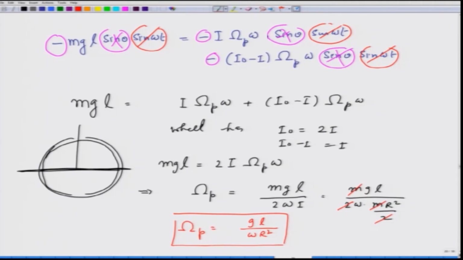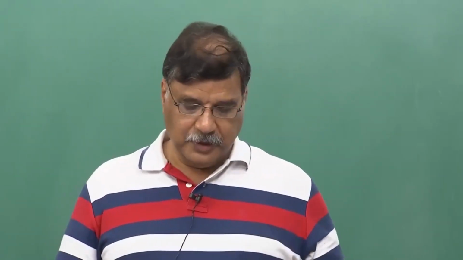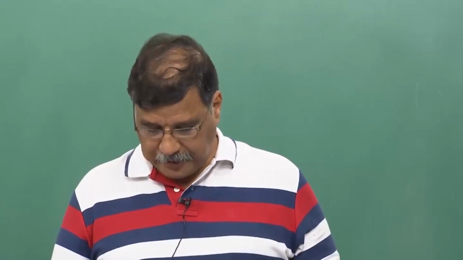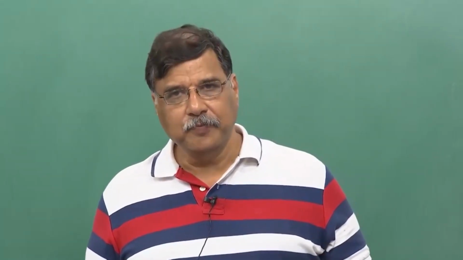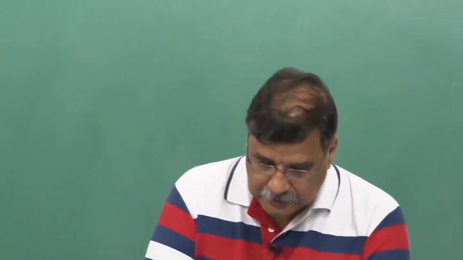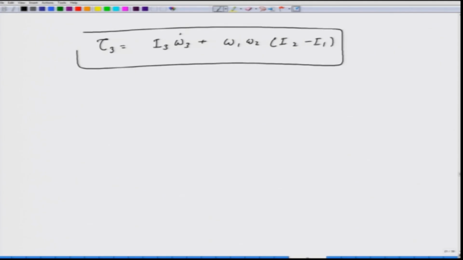So, again you see, while doing this problem, what we did was take explicit care of seeing how the principal axes are rotating, and therefore omega, the component along them, had a time dependence. I will leave it for you to get the same answer by considering tau 3 and writing tau 3 equals I3 omega 3 dot plus omega 1 omega 2 times I2 minus I1, and get the same answer.